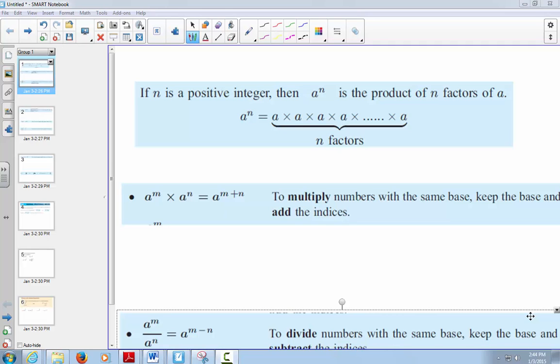So we're going to begin talking about the laws of exponents. It's a wonderful way to start our experiment. We're working with videos while I'm away for a couple days.